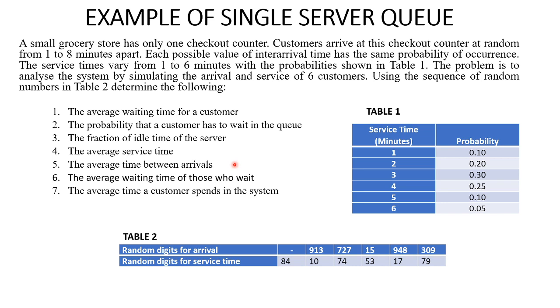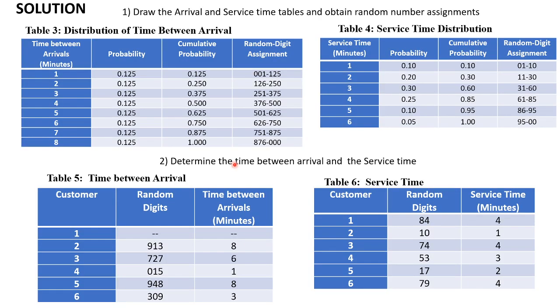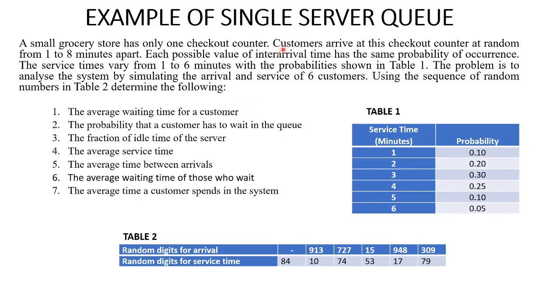All right, so let's go into it. So the first thing we have to do is to draw the arrival and service timetables and obtain random number assignments. All right, so first of all, we need to draw the arrival and service time table. If you come here, let's go back, let's read through again. It says customers arrive at this checkout counter at random from 1 to 8 minutes apart. All right, 1 to 8 minutes apart. Each possible value of inter-arrival time has the same probability of occurrence.